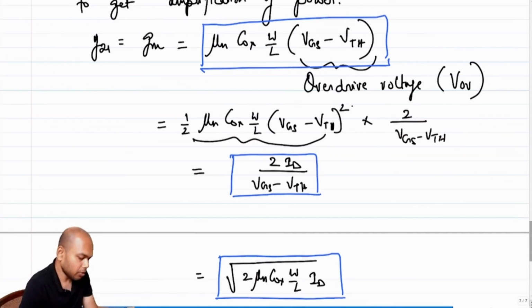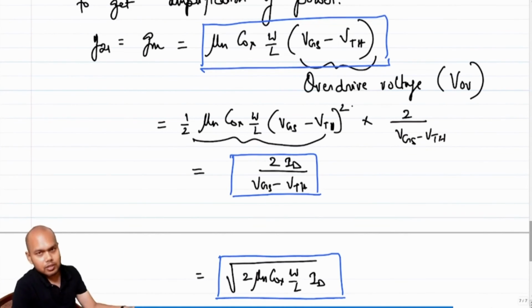For example, you might look at the first equation and say that in order to increase GM, I need to increase the overdrive, I need to increase VGS minus VTH. But then if we look at the second equation, it looks like in order to increase GM, I have to reduce VGS minus VTH. And it looks like in the third equation, whatever I do to VGS minus VTH, GM doesn't change. It seems like all three equations are giving me three different intuitions.